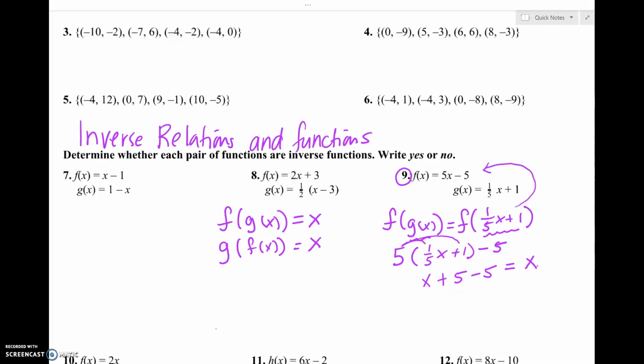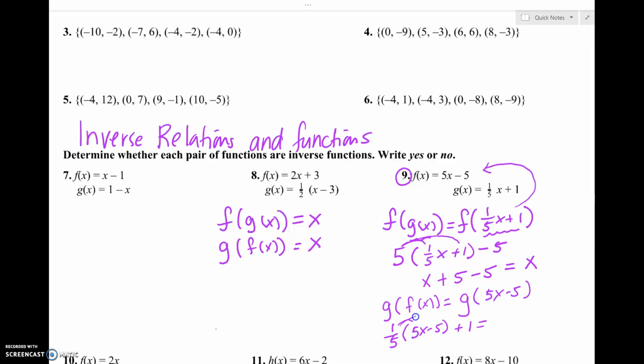Now we're going to determine g of f of x. So we have g, and since we know that f of x is equal to 5x minus 5, that is what we're going to input into g. So we have 1/5 times 5x minus 5, plus 1.